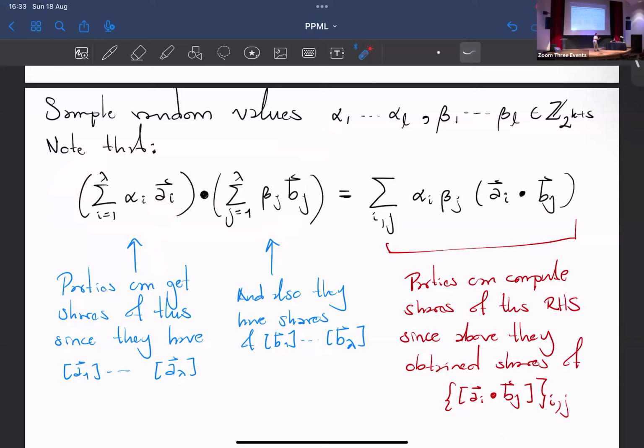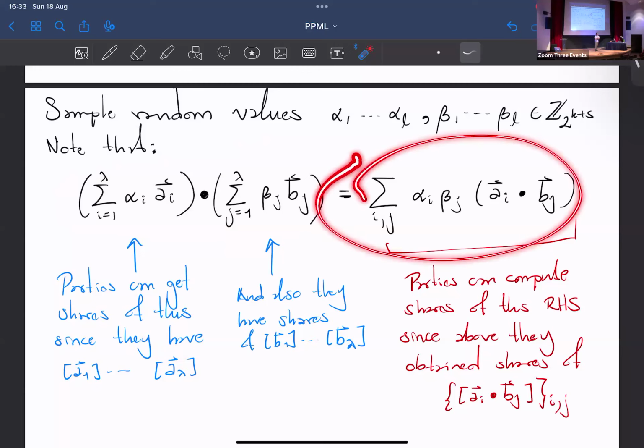And the key observation here is that the parties can compute shares of the left side because they have shares of each AI. They can compute shares of the second factor, they have shares of the BJ. And because the dealer, the prover, secret shares all these pairwise products, they can also get shares of the right-hand side. And then thanks to this, this is a new dot product.